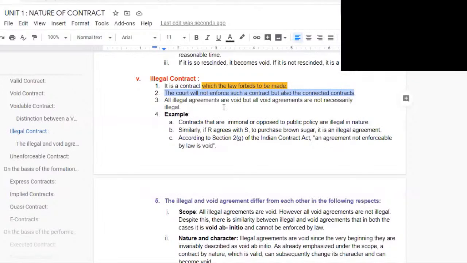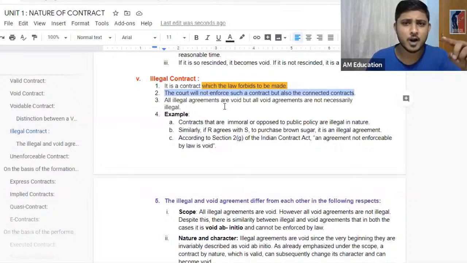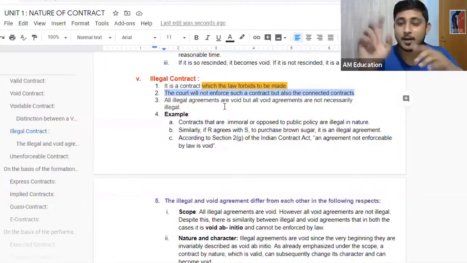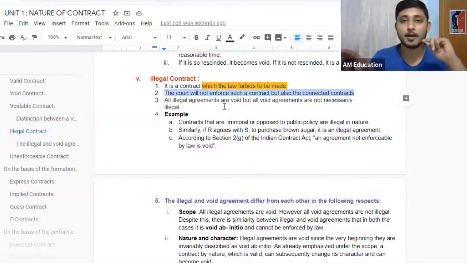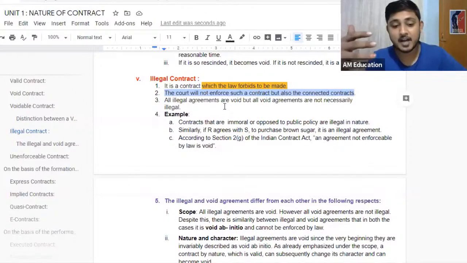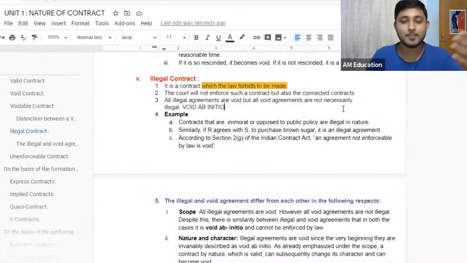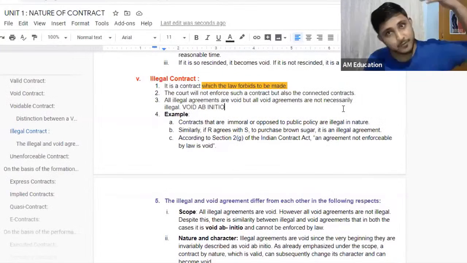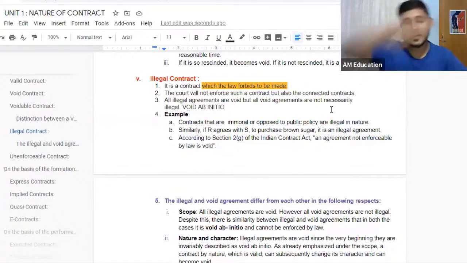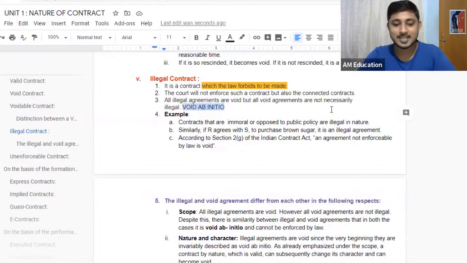A valid agreement can also become a void agreement due to the impossibility of performance, or the death of the partner. So a valid agreement became void, but it is not illegal to be dead. But all illegal agreements are definitely void. In fact, there's a word called void ab initio. Void ab initio means it is void right from the moment it started. So all illegal contracts are void ab initio.